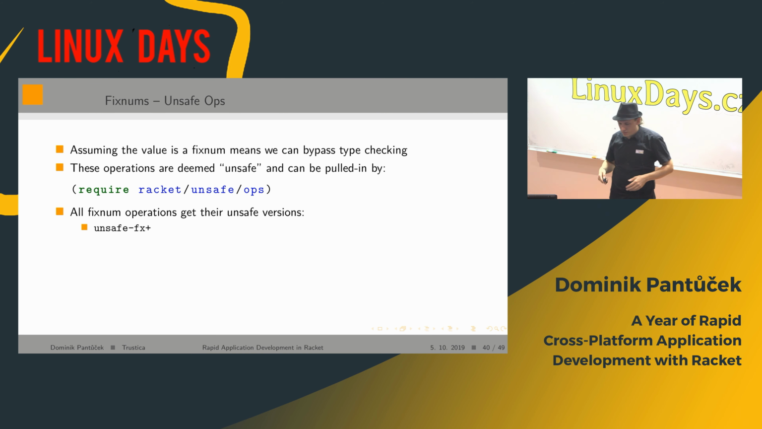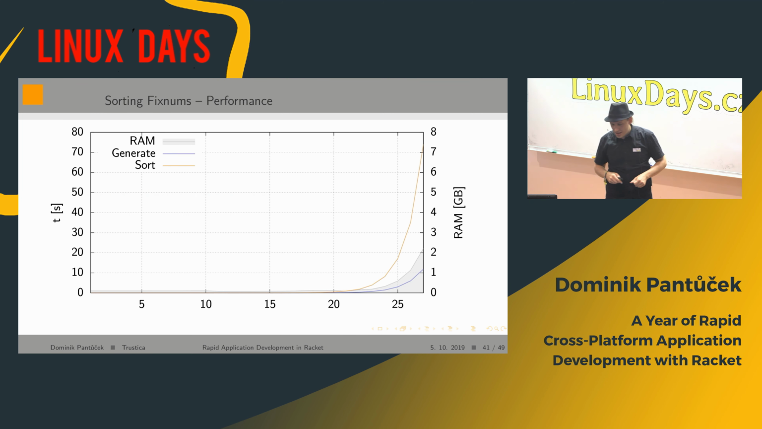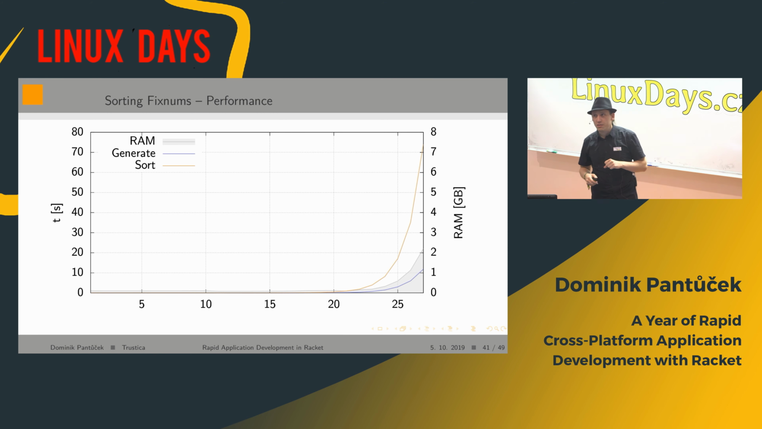Of course, the operations are named unsafe-fx something. The thing is, the merge sort is used also in the default implementation, and it's not faster. It's slightly faster, about 1 second on the worst case. But you might notice that now we are using just 2 gigabytes of RAM. So there's some improvement. Can we do better?